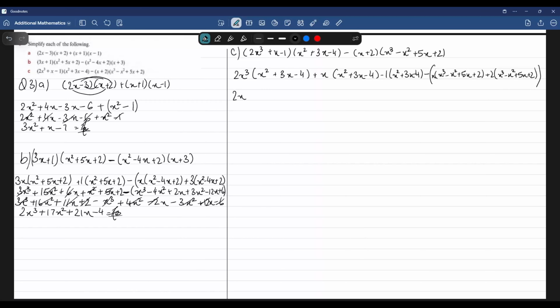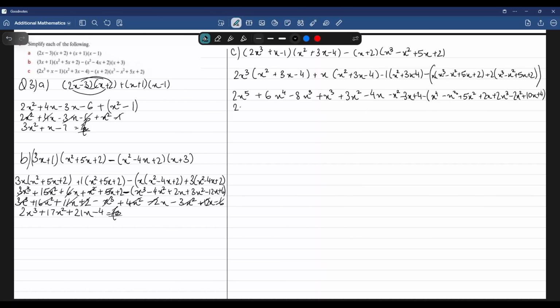Now simplify this. We've got 2x raised to power 5 plus 6x raised to power 4 minus 8x raised to power 3 plus x raised to power 3 plus 3x squared minus 4x minus x squared minus 3x plus 4 minus x raised to power 4 minus x raised to power 3 plus 5x raised to power 2 plus 2x plus 2x cubed minus 2x squared plus 10x plus 4.